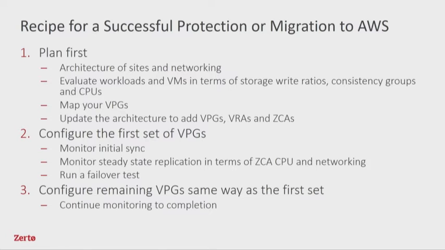Then you would map out VPGs. By VPGs, you would be thinking about the VMs on site and then where they connect to on the ZCAs and the AWS side. Next, update your architecture picture so you can actually map out and be sure that you're not landing a whole bunch of VPGs on the same ZCA instance, because there are limits on AWS, depending on your instance size, for the megabytes per second throughput that instance can absorb.